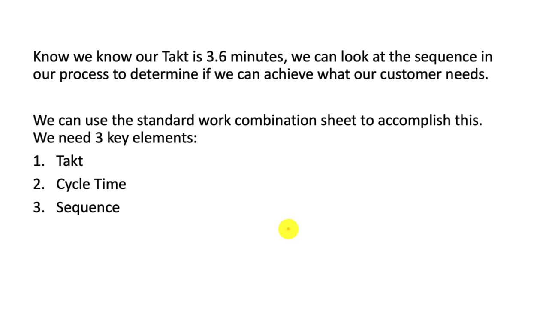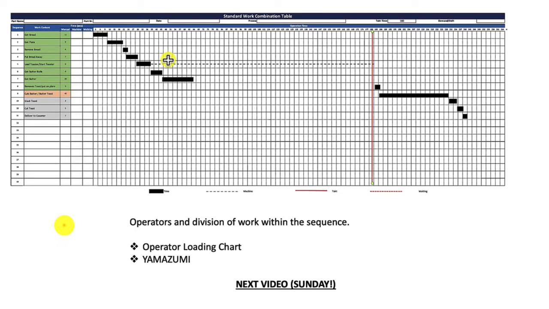So just some things to keep in mind as you're calculating that time availability, really to get that takt time. And so now that we know our takt is 3.6 minutes, we can look at the sequence in our process, right, to determine if we can achieve what our customer needs. And we're going to take a look at that in a moment. And we can use the standard work combination sheet to accomplish this. But in order to do that, we need 3 elements. We need our takt time, we need our cycle time, and then we need the process sequence, right? The steps in sequence. All right, so this is a standard work combination table, or the standard work combination sheet. It's the same thing.